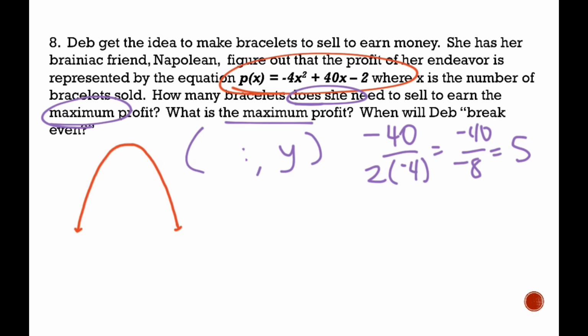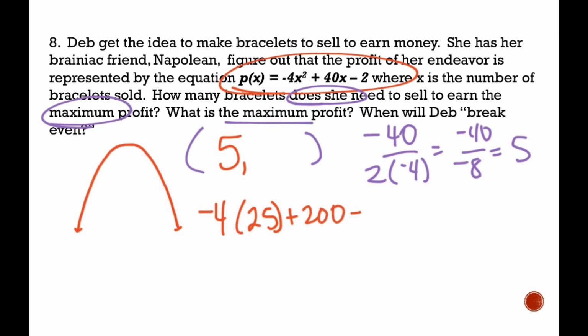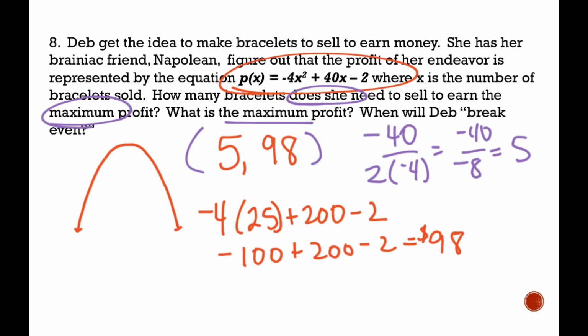So what she's going to sell is 5 bracelets, and so then how much would she make at that point? So you're just going to plug in 5. So negative 4 times 25 plus 40 times 5 is 200. Minus 2, and this takes into account things like how much the initial cost is to make the bracelets and so on. And so she's going to make, looks like $98, and that's the most that she's going to make. After that, the demand will go down, or it will cost more to make more, and it won't be worth it. So that answers the first question.